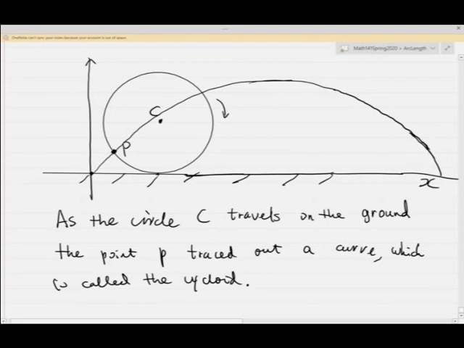How do we find the coordinates of P? Now we use some new information. Suppose the radius of this circle is R. The tangent point is T. This is O. Now this point P is (X, Y). This is X, and this point is Y.